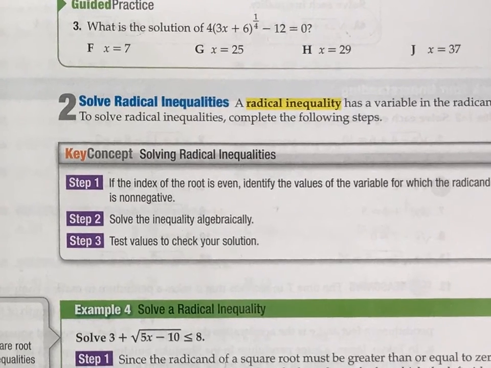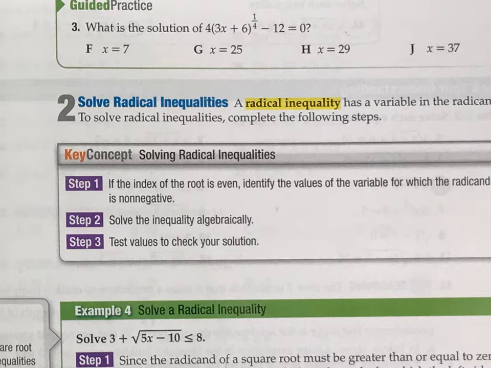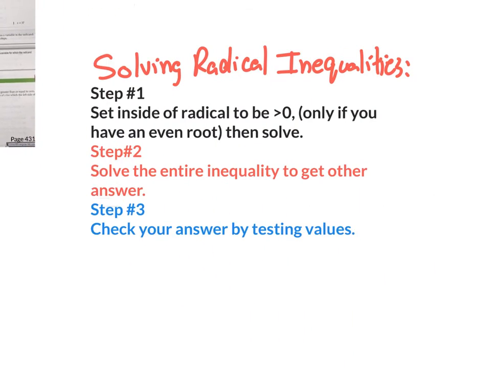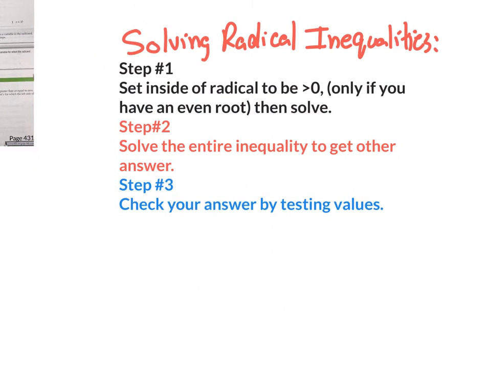Well, they give you some weird looking steps right here. Step 1, if the index of the root is even, identify the values of the variable for which the radicand is non-negative. I said, what? Sounds crazy, right? What they're really trying to say is, if you have an even root, then you're going to have to set the inside of that radical to be greater than or equal to 0.